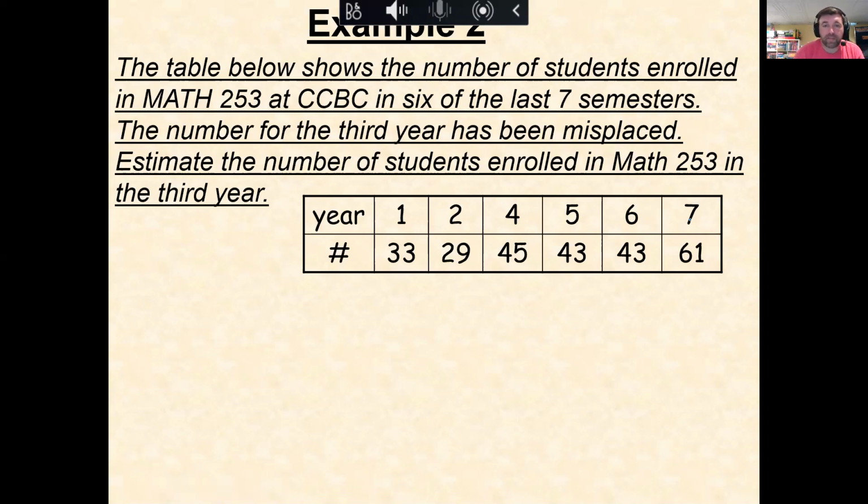So if we're going to estimate it, just by looking at the table, we could probably get a general idea. Third year, this one, it goes down, then it goes up, it goes down a little bit, stays the same, goes up.